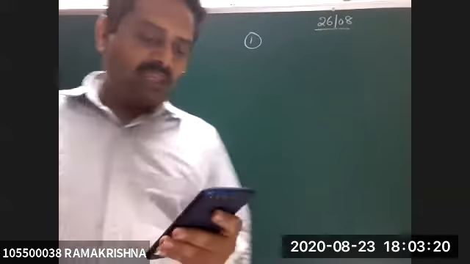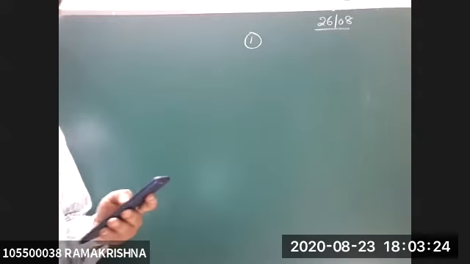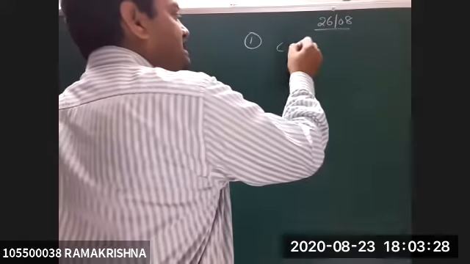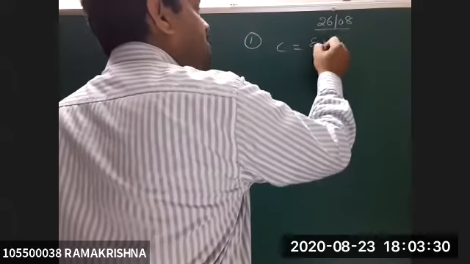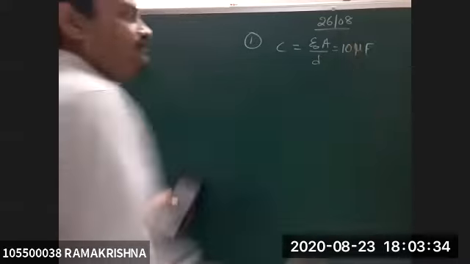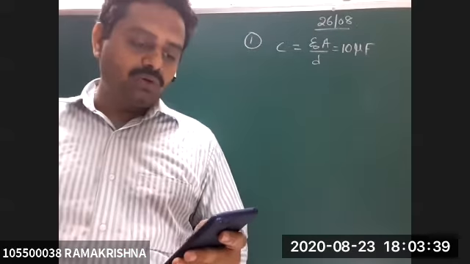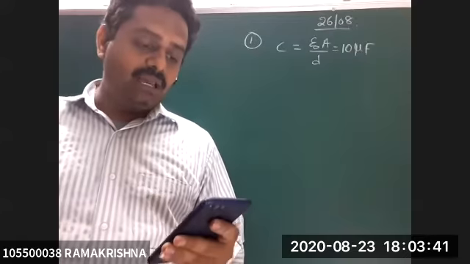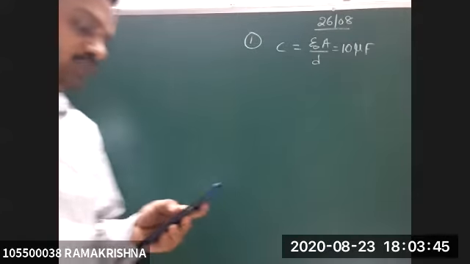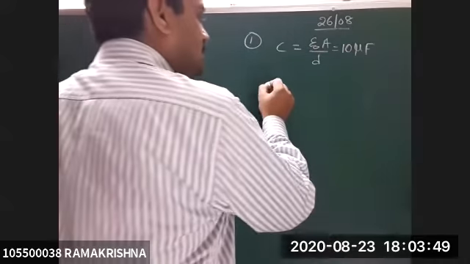A parallel plate capacitor with the air medium between the plates has a capacitance of 10 microfarad. That means C is equal to epsilon naught A divided by d, whose value is given as 10 microfarad, right? The area of the capacitor is divided into two equal halves and filled with two media having dielectric constants 2 and 4. The capacitance of the new system is?